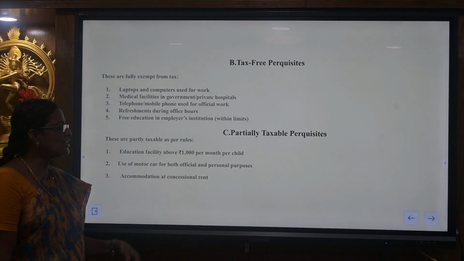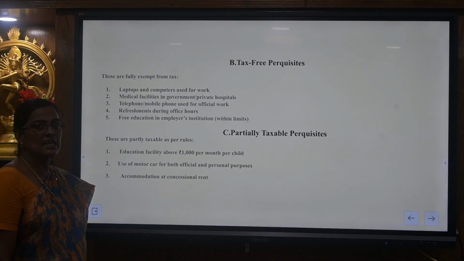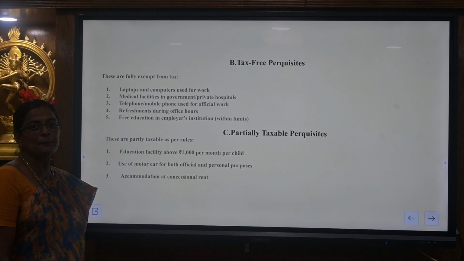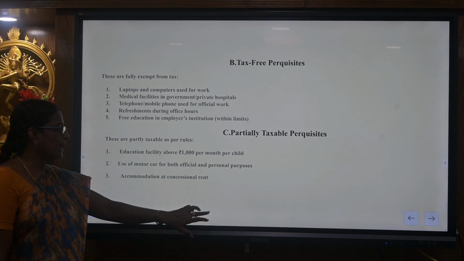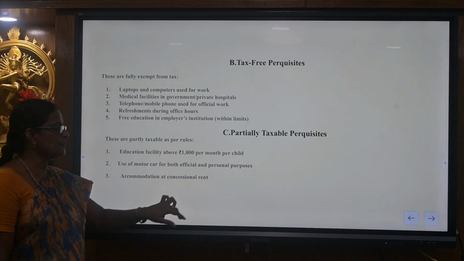The next one is partially taxable perquisites. The education facility above ₹10,000 per child is taxable as a perquisite. Under partially taxable perquisites, if the motor car is used both for personal and official purposes, it is a partially taxable perquisite. The part of the expenses incurred for the office is exempted, and the part used for personal purposes is taxable. And accommodation at concessional rates.